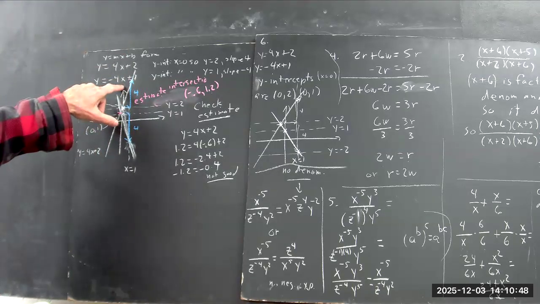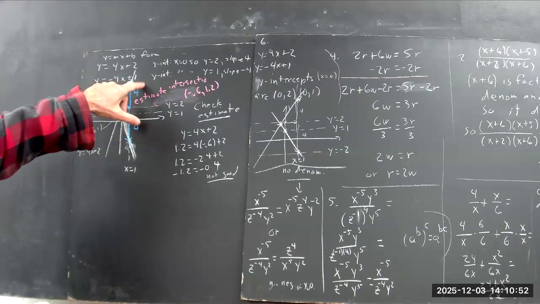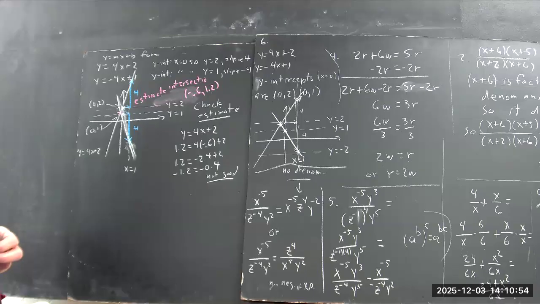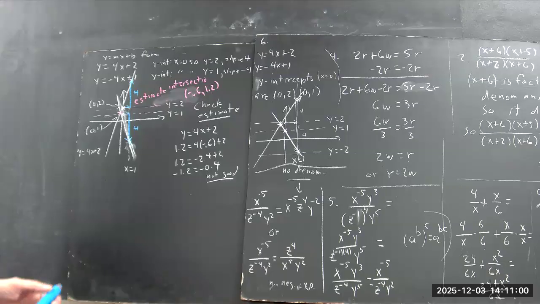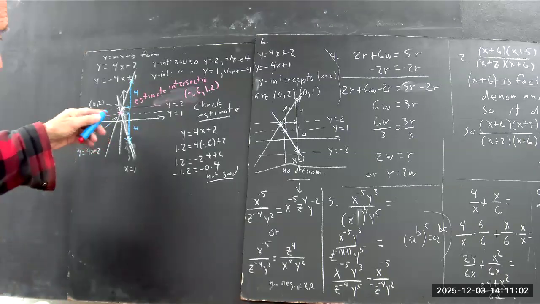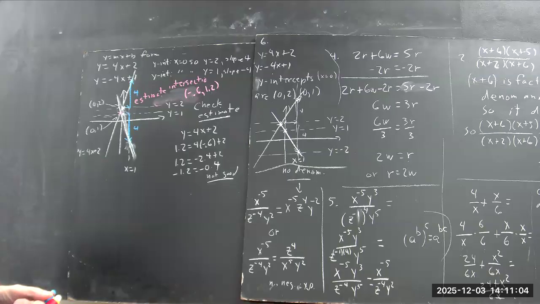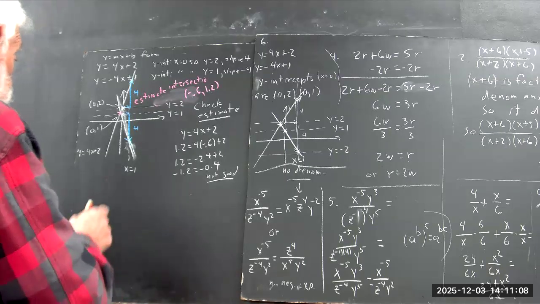A -0.6 here times -4 gives me 2.4. Add that to 1, we get 3.4. And we sure aren't going to get y equals 1.2. Okay, so the graph is pretty bad. Let's get an accurate solution.